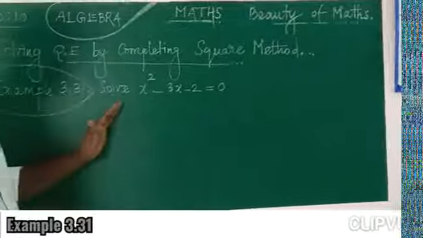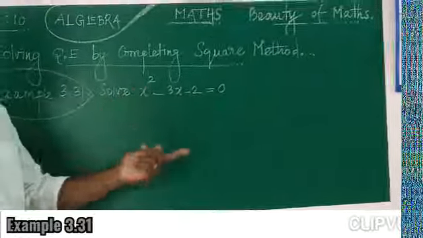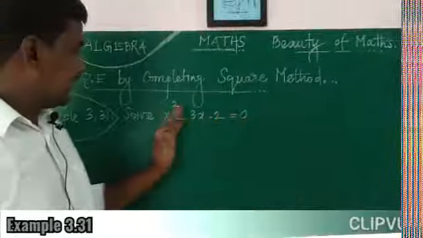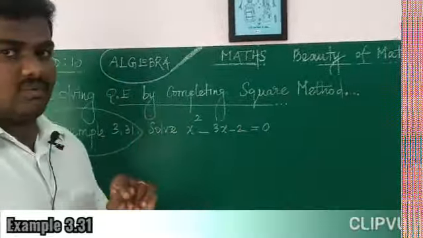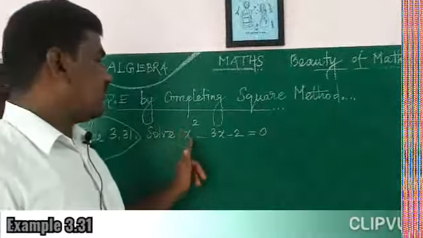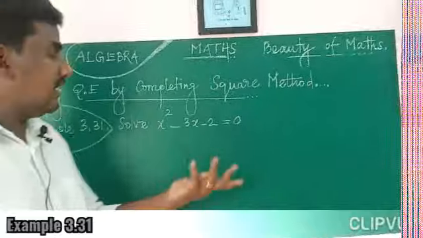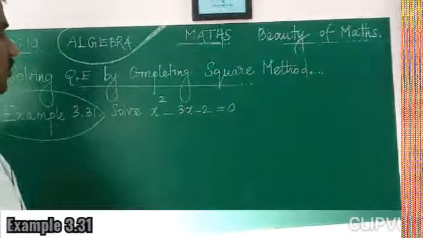First step, if the leading coefficient is not equal to 1, we do that step. But here the leading coefficient is 1. What is the leading coefficient? That is the coefficient of x square. Here x square coefficient is 1. So we need not do that step. So move to second step.